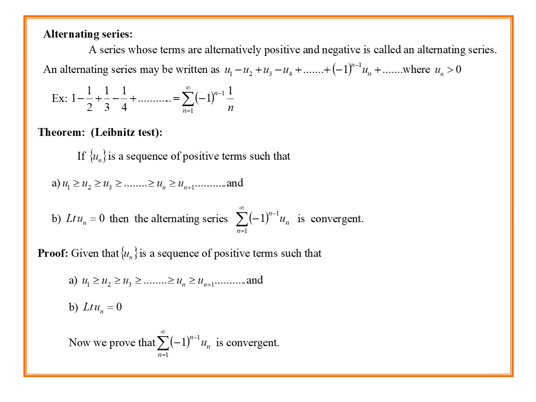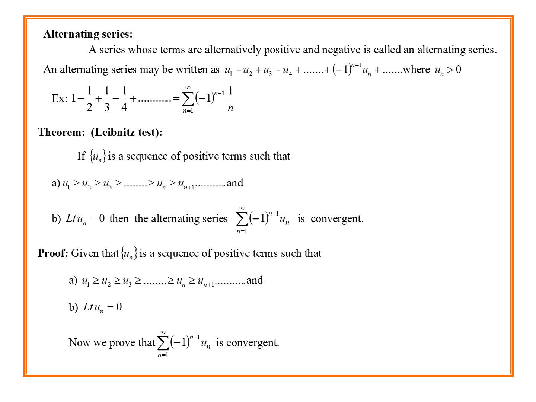In the last module, we discussed so many tests, that is root test, ratio test, Raabe's test. In this module, we discuss alternating series and the Leibniz test. What is an alternating series? A series whose terms are alternately positive and negative is called an alternating series. An alternating series may be written as u1 minus u2 plus u3 minus u4 plus so on plus minus 1 whole power of n minus 1 into un plus so on, where un is greater than 0.